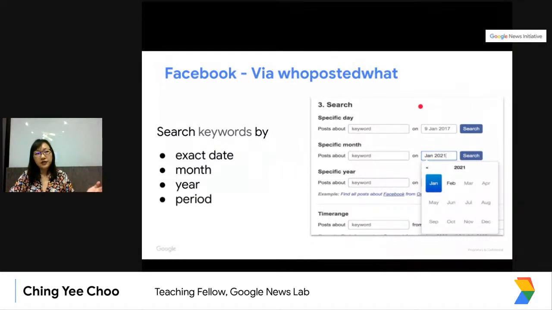Basically, as I mentioned earlier, there were certain functionalities on Facebook's native search, but after a while, certain functionalities were reduced. And what Who Posted What helps us with is that it allows us to search by the exact date, or the exact month or year, or the duration itself. So say like if you know something happened in the month of January in the year 2021, you only search for that particular term during that time period.